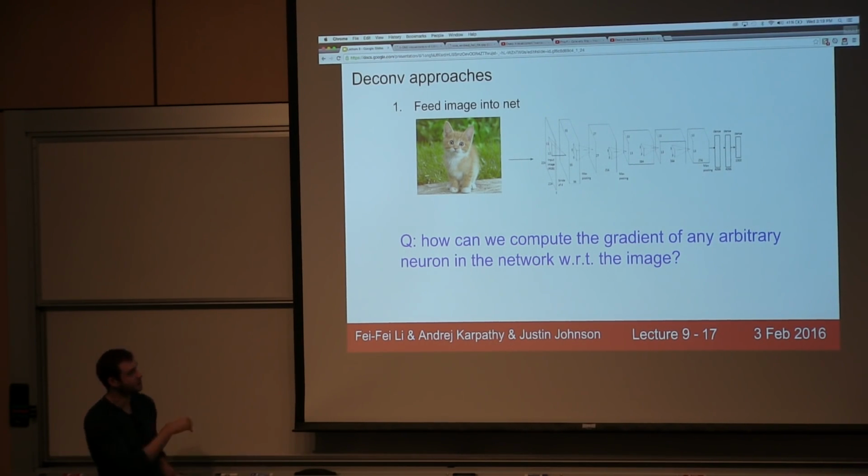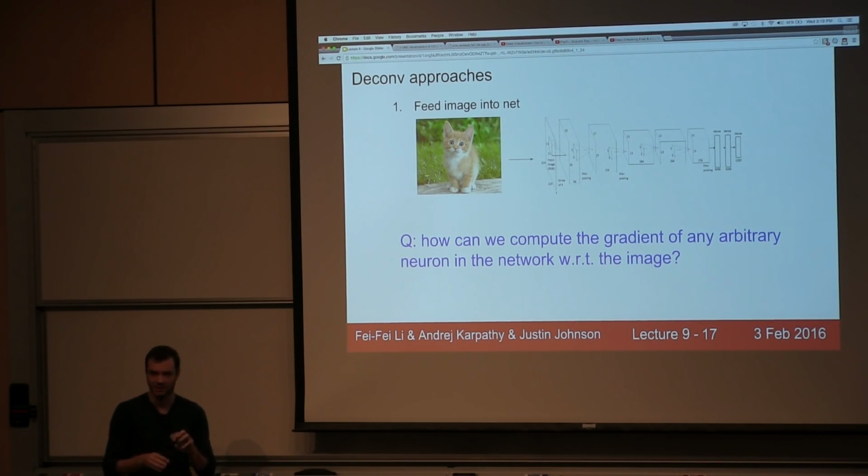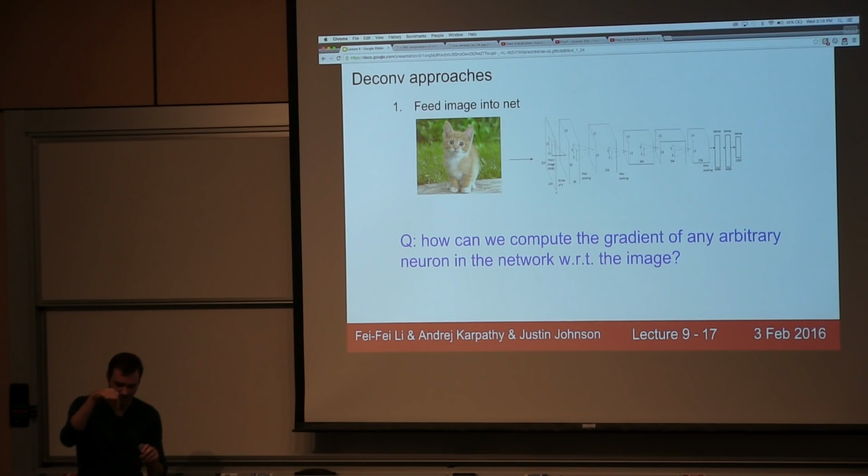Then when you backprop to the image, you'll find the gradient of the image with respect to any arbitrary neuron by meddling with the gradients. In particular, we want to set the gradient of the one we're interested in to be 1.0.